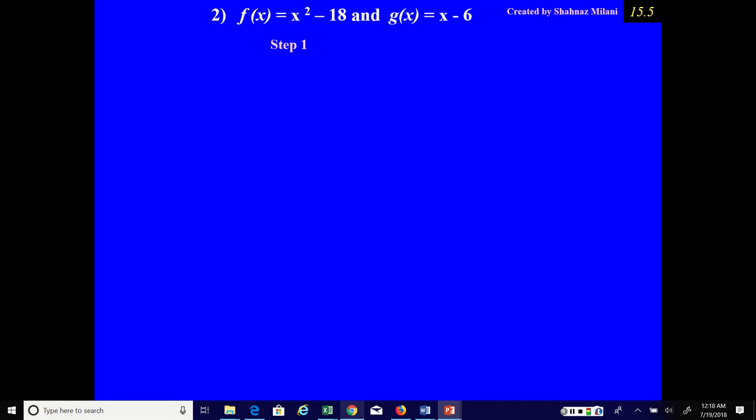This is Milani, Chapter 15, Section 5, Problem number 2. We are trying to find the area between f of x and g of x. Now, in this problem, I do not have the x value, which is no big deal, we are going to find it. But don't forget, we have to go by the 5 steps.